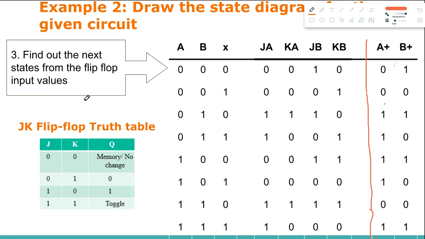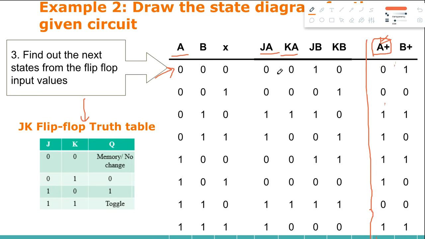So this is the truth table of JK flip-flop. When we want to calculate A plus, we don't need to consider all of them. We'll only need to consider everything related to A. So when we calculate A plus, we'll consider JA, KA and A, and when we calculate B plus, we'll consider JB, KB and B.